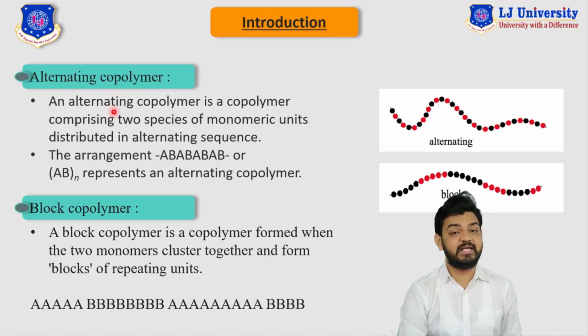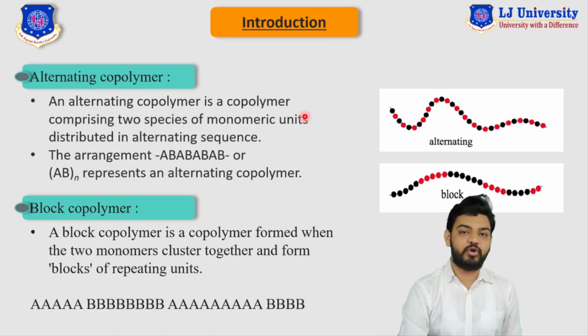And here in this alternating copolymer, you can see that the first is the black marble, then we have the red marble. So basically it is arranged in an alternating fashion. So these are the alternating polymers.